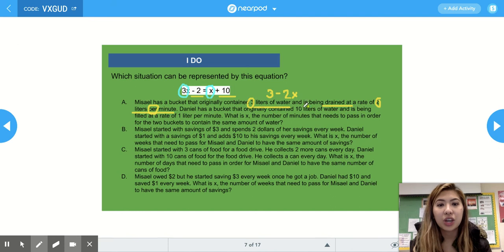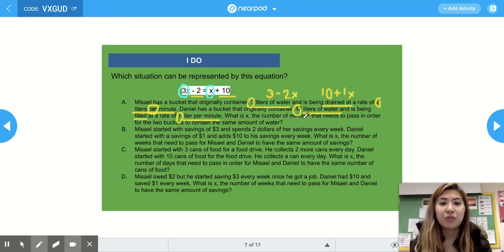Daniel has a bucket that originally contained 10 liters of water. So our constant is 10 and it is being filled. Because the bucket's being filled, we're going to be adding, in this case, not subtracting, at a rate of 1 liter per minute. So per tells us that the 1 is going to be our coefficient or our slope. So we have 1x, with x still representing the number of minutes passed.